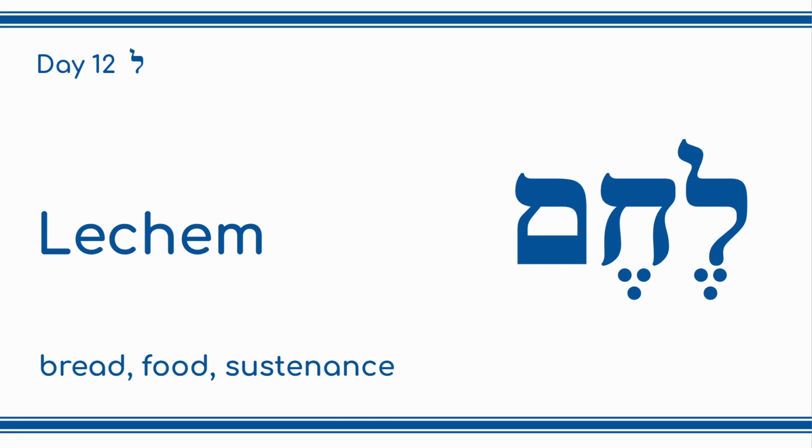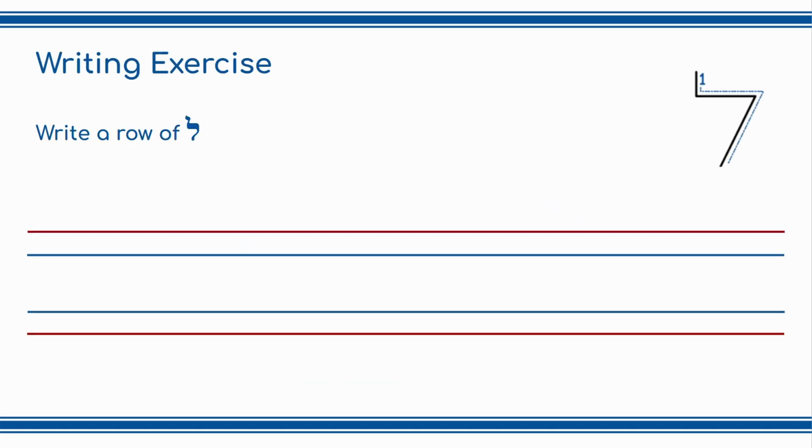Okay, so moving on to the next thing we're going to do, and that is you're going to learn how to write Lamed. So Lamed is written like this. You start with a line. See, from the top of this red line, you go down to the blue one, and draw a line over, and then draw another line going down.